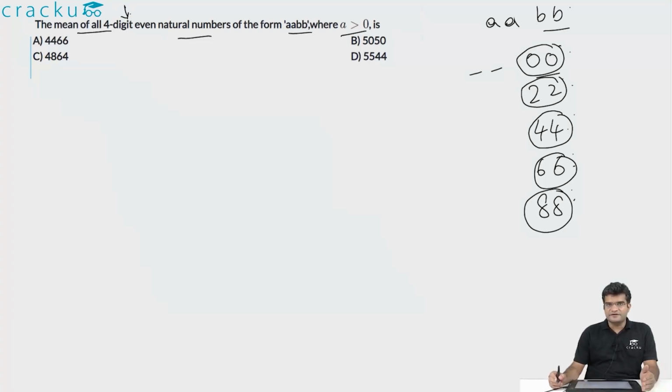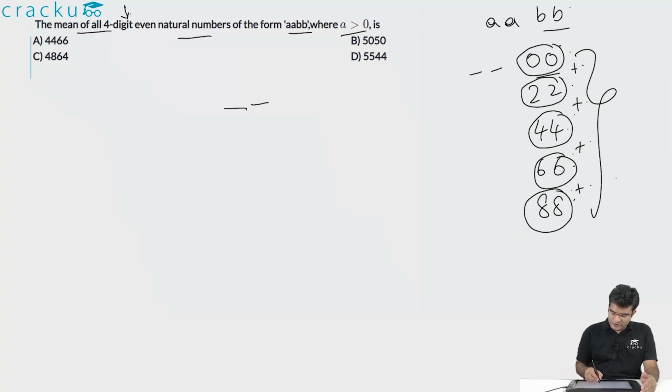So if you are looking only for the average, by symmetry, the average contribution of the last two digits will be the average of 00, 22, 44, 66 and 88. And what is this average? You can add them up, 0 plus 22 plus 44 plus 66 plus 88. That will be equal to 220 divided by 5. So the average will be 44 for the last two digits.